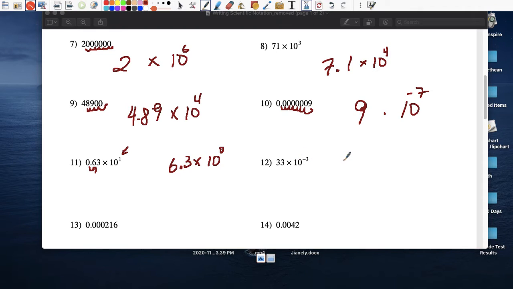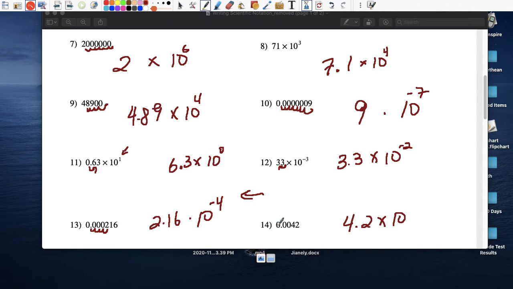And then if we go left, the exponent increases. So let's try this one over here. So it's 3.3 times 10 to the negative third power. So the decimal is going to go, in this case, to the left. So instead of 10 to the negative third, it's going to be 10 to the negative second power, because if we're going left, right, this increases. Here we get 2.16 times 10 to, and we're going to the right, so it's going to be 1, 2, 3, and we move 4 spaces, so 10 to the negative fourth power. Decimal is going to be between 4 and 2, so 4.2 times 10 to a negative power, so negative 1, negative 2, negative 3, negative third power.